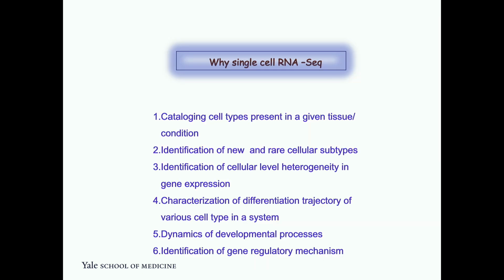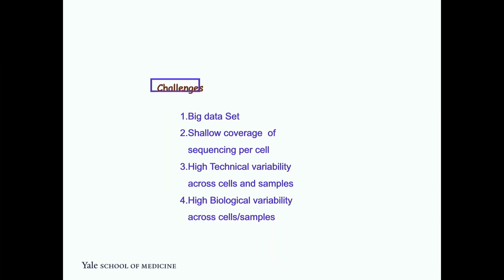So again, why single cell? Basically, we are cataloging different cell types. We want to identify new cell types. We want to identify differentiation trajectory or dynamics of any developmental process. Okay. But what are the biggest challenges for single cell analysis? One of the biggest challenges is the big data set. The other challenge is shallow sequencing.